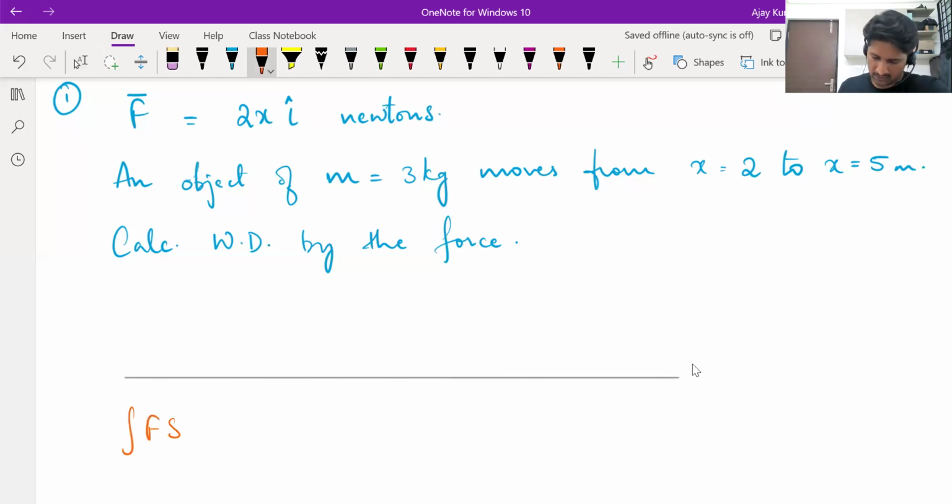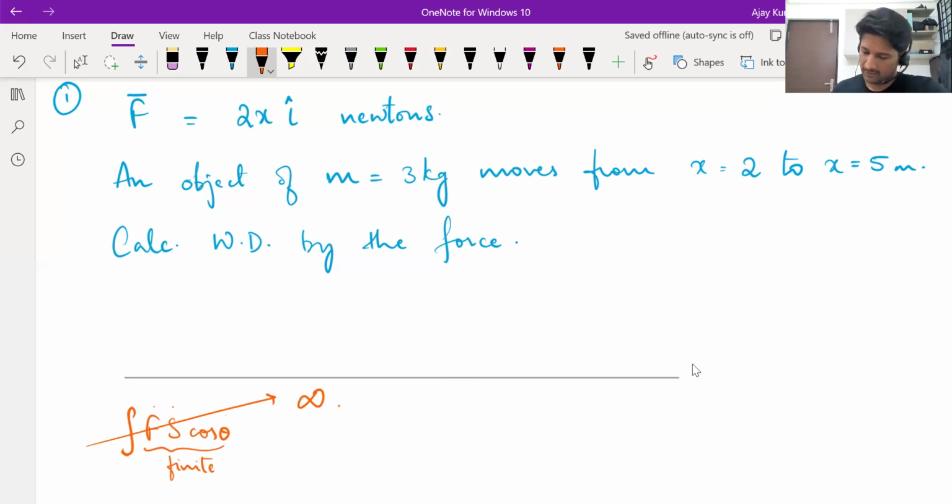Integrating Fs cos theta: F is the force, a finite value. S is the total displacement, a finite value. Theta is a finite angle. So these are all finite numbers. You can tell how much they are. And integration means summing them up an infinite number of times. If you add a finite number an infinite number of times, the answer will always be infinity.